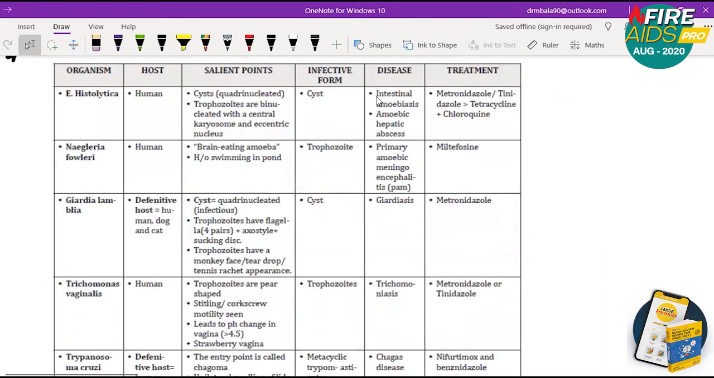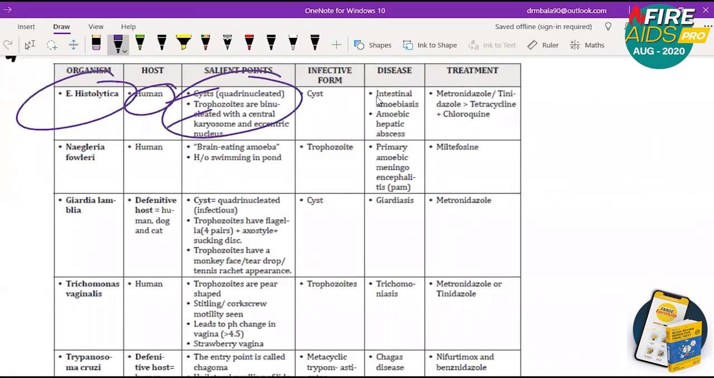Okay, so we'll start one by one. The first is E. histolytica. The host is going to be human for E. histolytica. It exists in two forms, either a cyst or a trophozoite form. How they look is something that is stressed more in examination. The cyst has four nuclei, and the trophozoite has a central karyosome and two nuclei, binucleated, but the nucleus is kept somewhere away from the center, that is an eccentric nucleus. So this point is very important. The infective form is going to be the cyst.